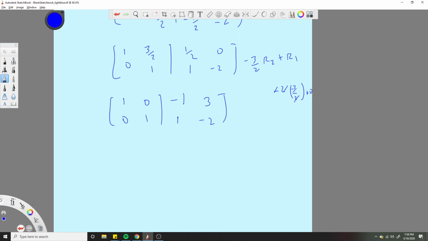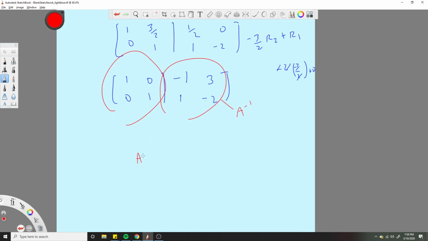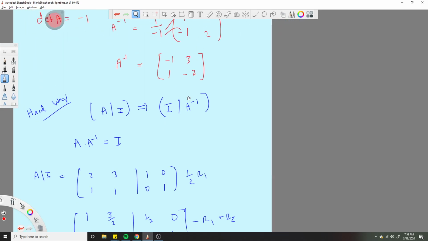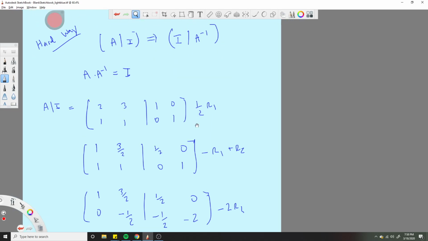So now you can see you have an identity here, and what's left will be the inverse. So A inverse is equal to negative 1, 3, 1, negative 2. And we could check that by looking back up.